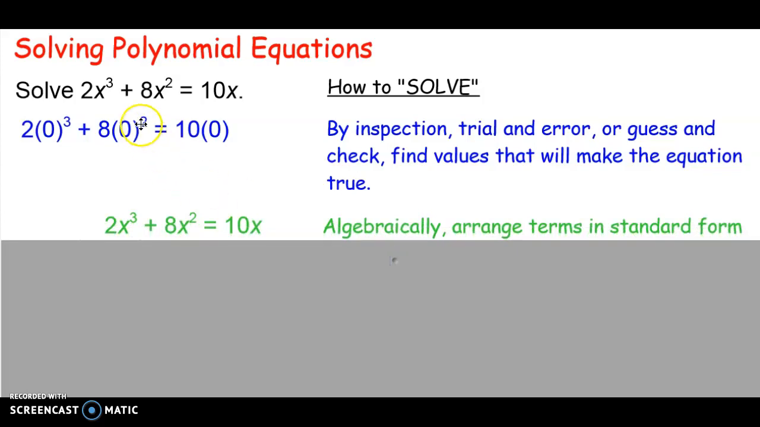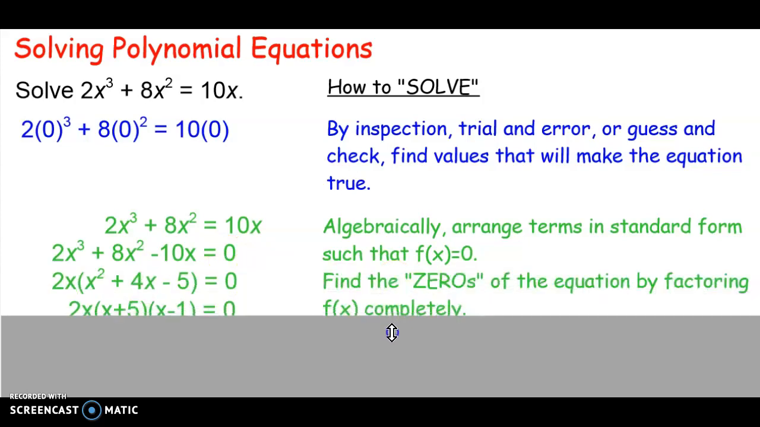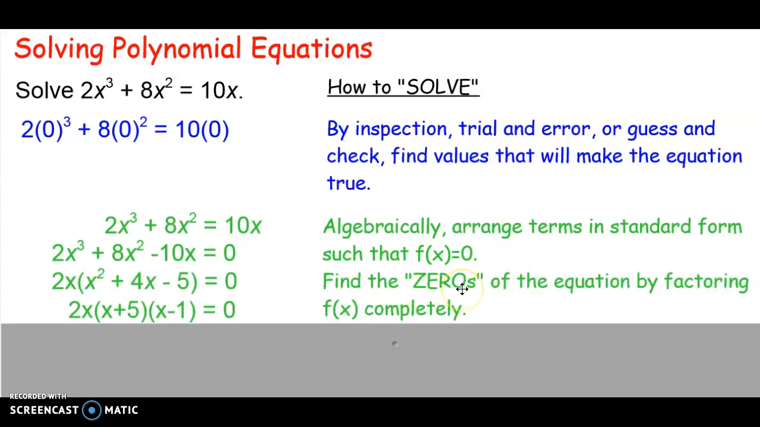Going back to the original problem, first, we arrange the terms in standard form such that f of x is equal to 0. So in other words, we move the 10x to the left-hand side. Don't forget to change its sign. And the right-hand side will change to 0. After that, we find the zeros of the equation by factoring the left-hand side completely. They are called zeros because they are the numbers that we can substitute for x and will make the equation equal to 0.